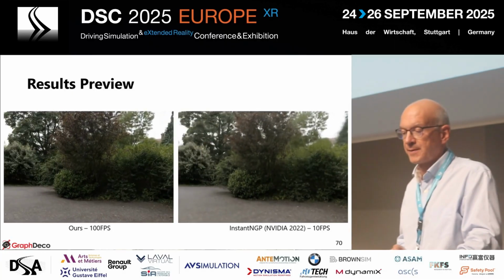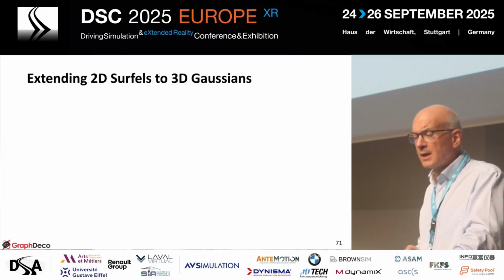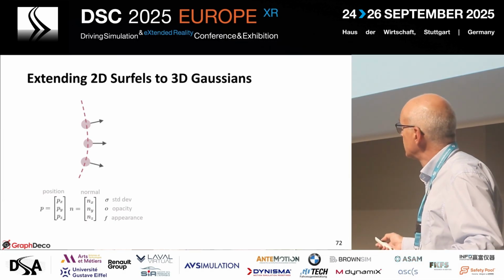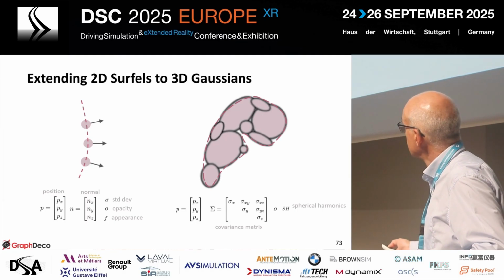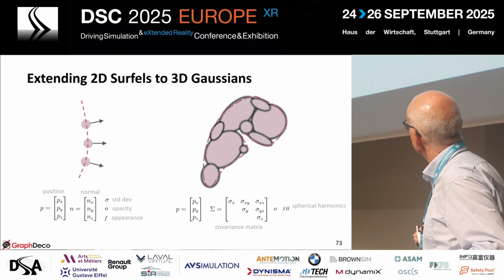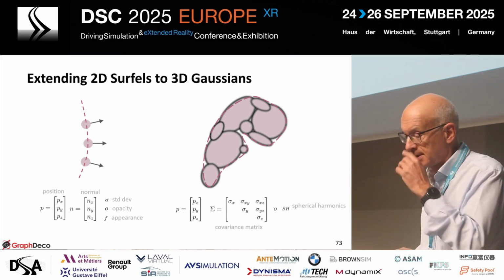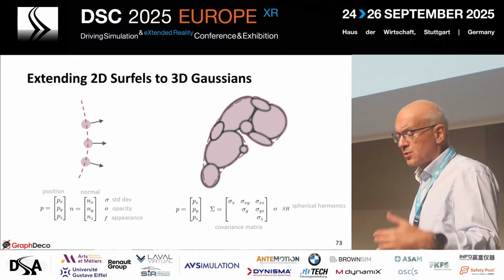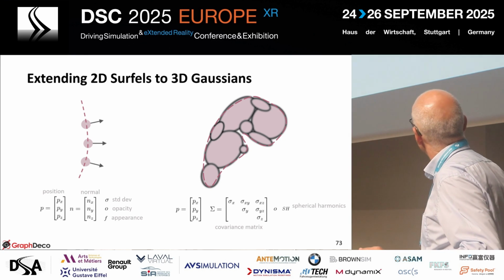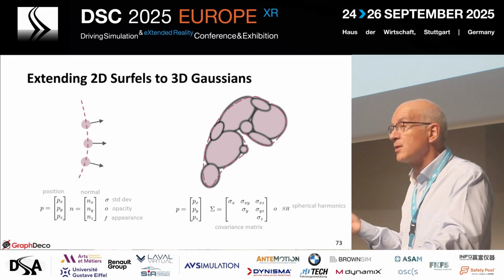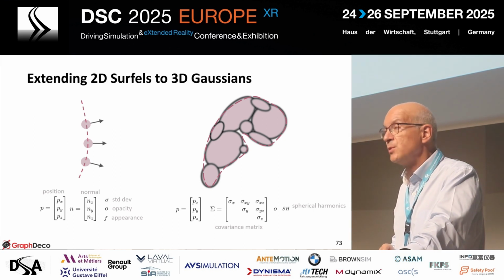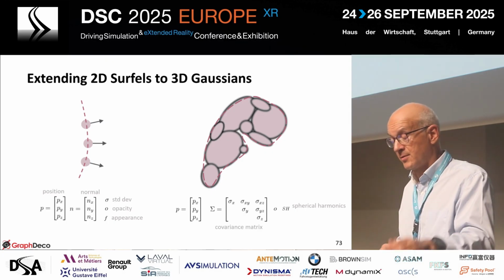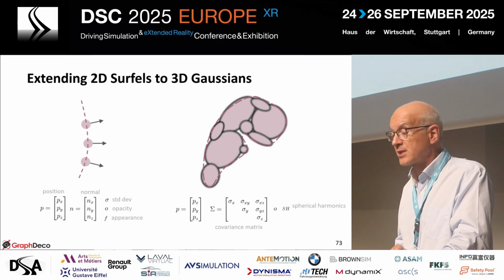So how did this work? Basically, extending 2D circles to 3D Gaussians is relatively straightforward. The formulation is very similar. Instead of using normal and standard deviation, you directly have a covariance matrix in 3D. And this allows you to model the space better. And instead of having a feature vector like the one that we optimized that I showed previously, we just use spherical harmonics because it's faster and it's a typical way to represent directional information in computer graphics.